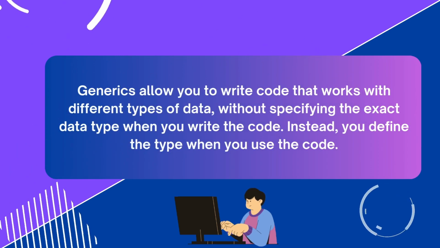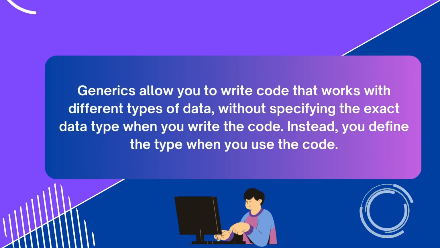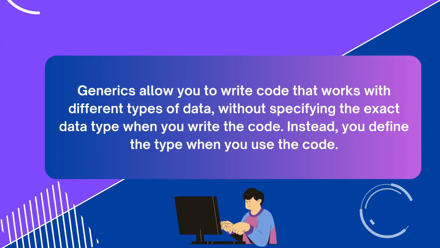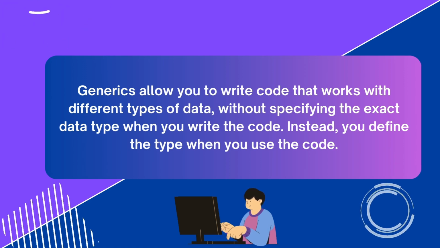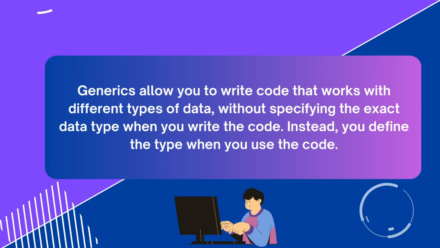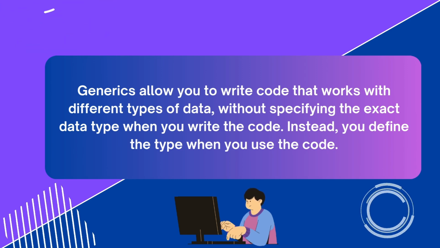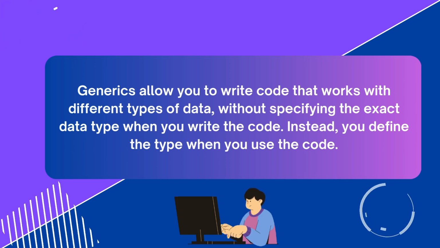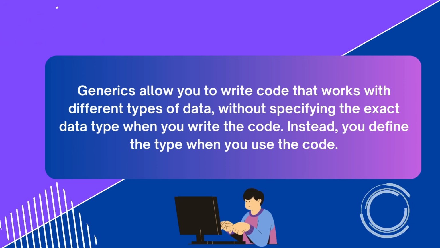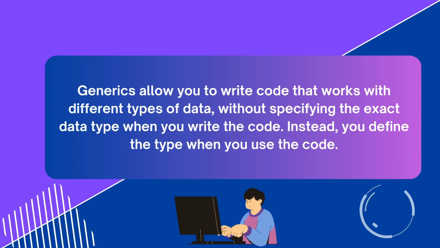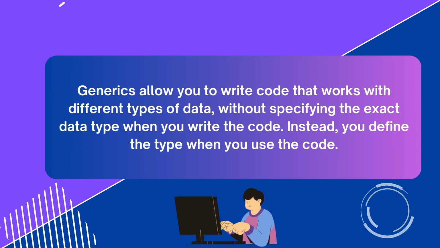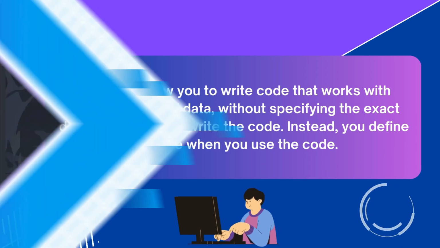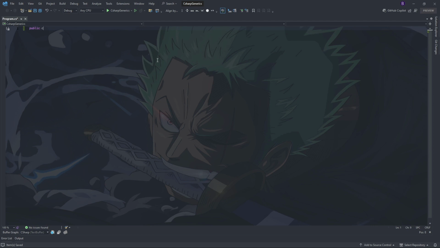Let's start with the basics. What are generics? Generics allow you to write code that works with different types of data, without specifying the exact data type when you write the code. Instead, you define the type when you use the code. For example, imagine you need to create a method that can return the larger of two numbers. You could write separate methods for int, double, and float. But wouldn't it be better if you could write one method that works for all data types? That's where generics come in. Here's a simple example to show you how this works.